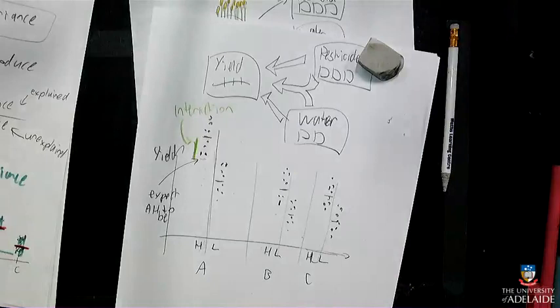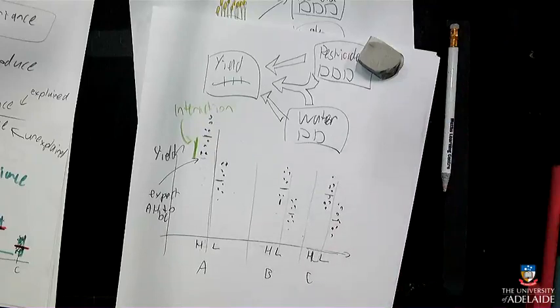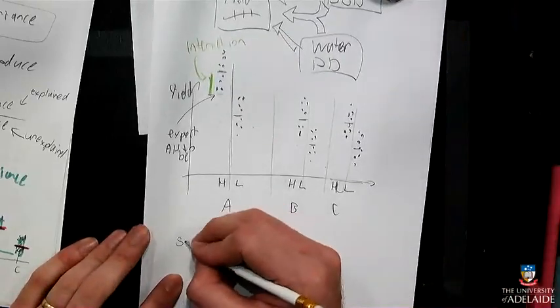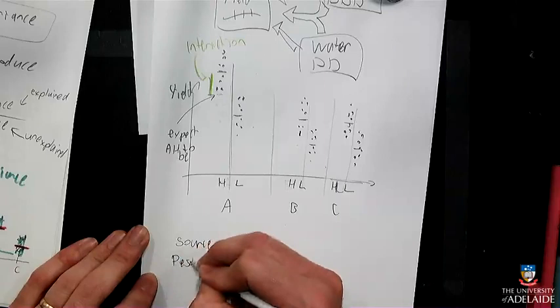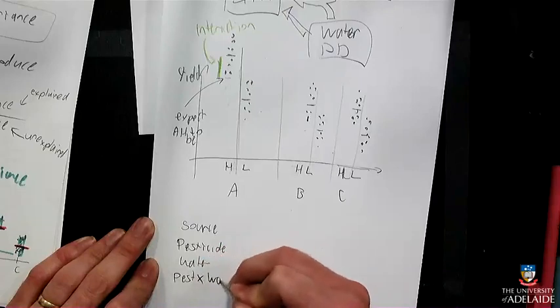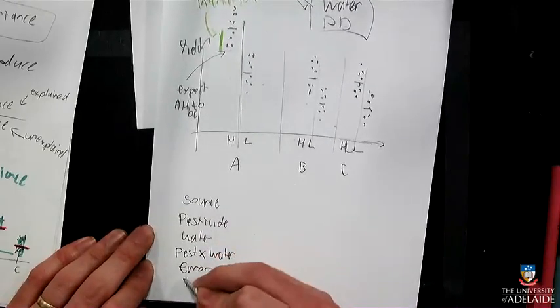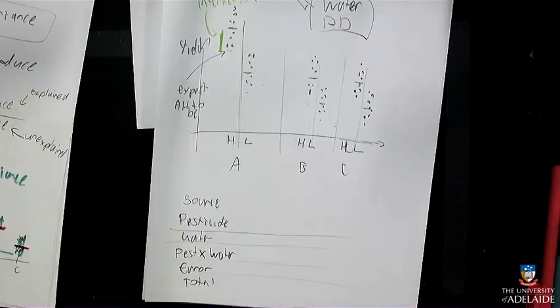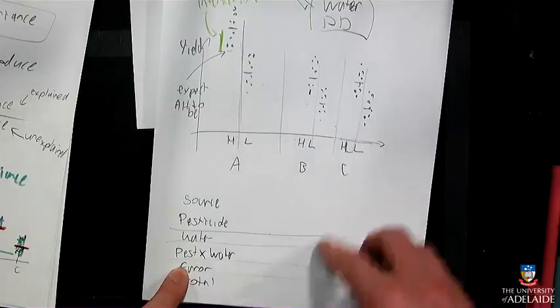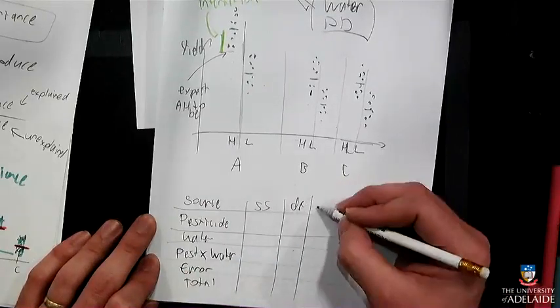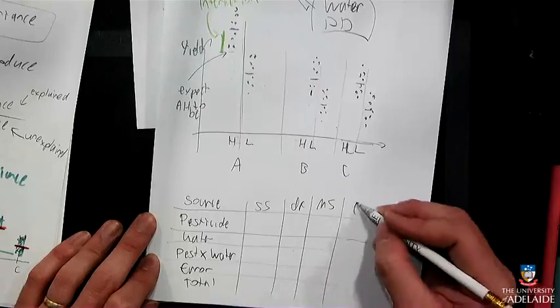Right. There you go. And sometimes what the interaction does is it makes it lower than you would have expected. And you'll get an ANOVA table that will go something like source, pesticide, water, pesticide cross water, error, total. Something like that. And they'll all have F statistics to go with them. And they'll all actually be compared with the error. So they'll all have SSs, they'll all have degrees of freedom, and they'll all have MSs. And then each of these will have an F.